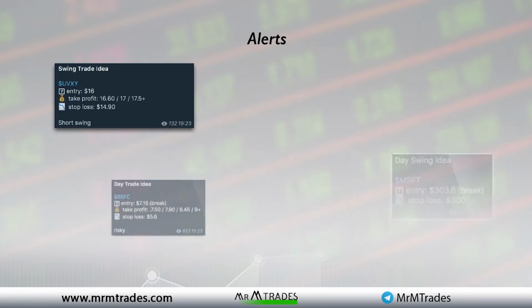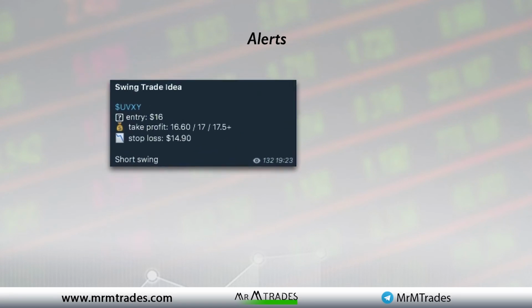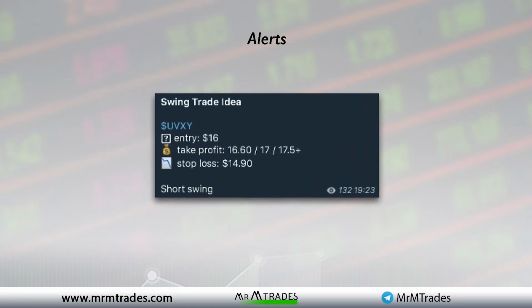So we have the category of the alert, which is in this case a swing trade idea. Then we have the name of the company, which is UVXY. Our entry price, $16. Take profit levels, 16.60, 17, and 17.5 plus. The stop loss is set to 14.90. And another type of annotation you'll find at the bottom of such an alert, like here we have an indication that this is a short swing.